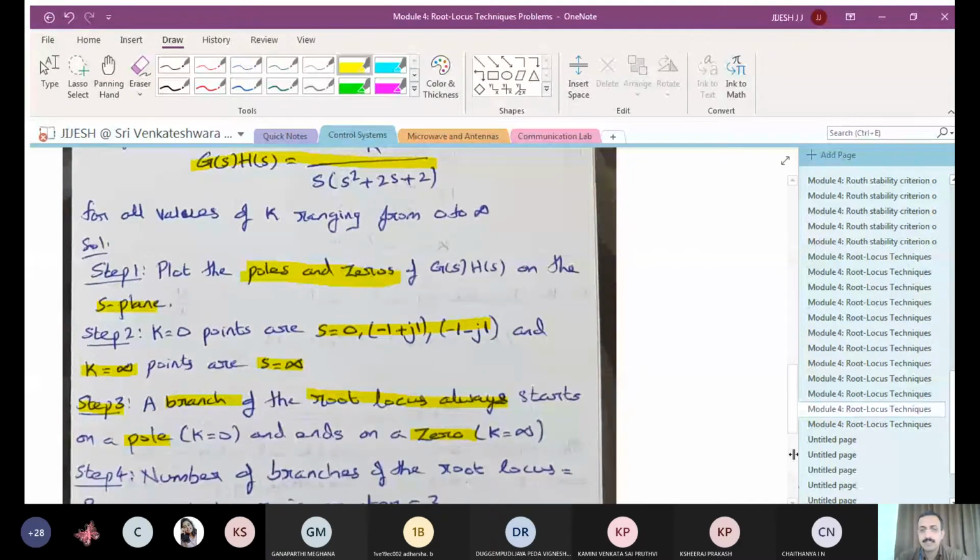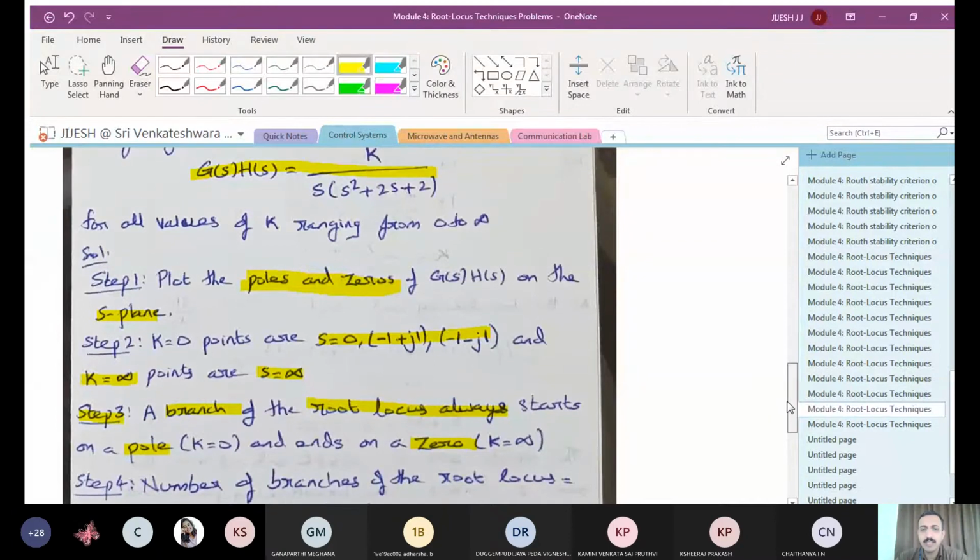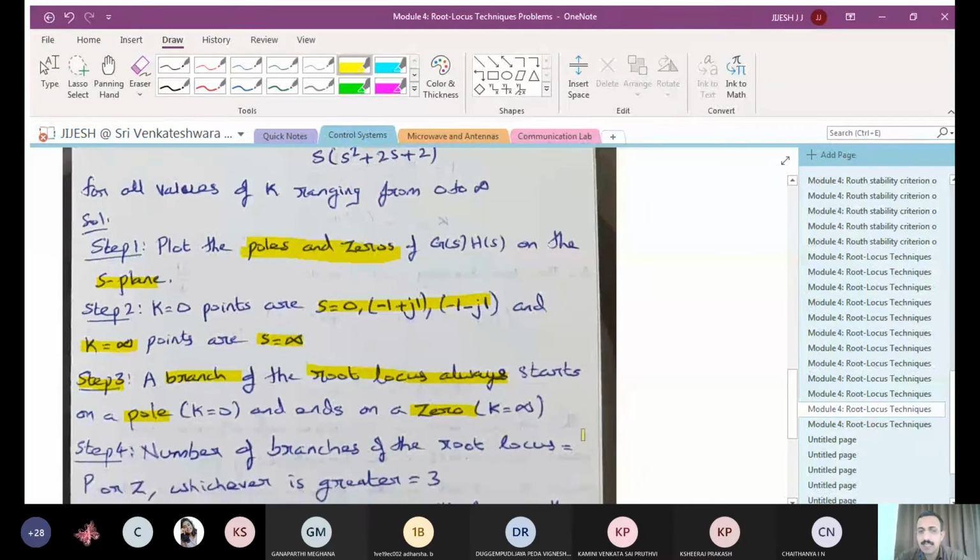So how many branches are there? We have how many poles and how many zeros? 0 zeros and 3 poles. So how many branches are there? Whichever is greater. Three, sir. 3 branches. Very good. So the number of branches of the root locus is 3 because whichever is greater. To find the number of branches you need to see the number of poles and number of zeros. Number of zeros is 0, number of poles is 3. Whichever is greater, 3 is greater. So number of branches will be 3.